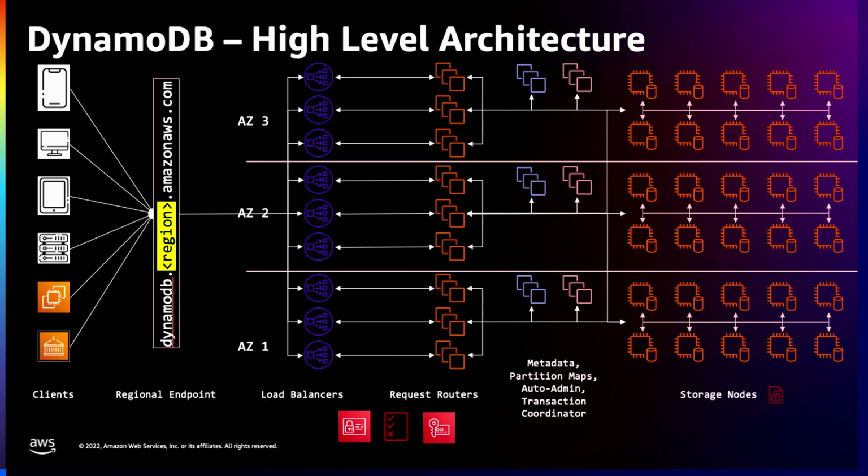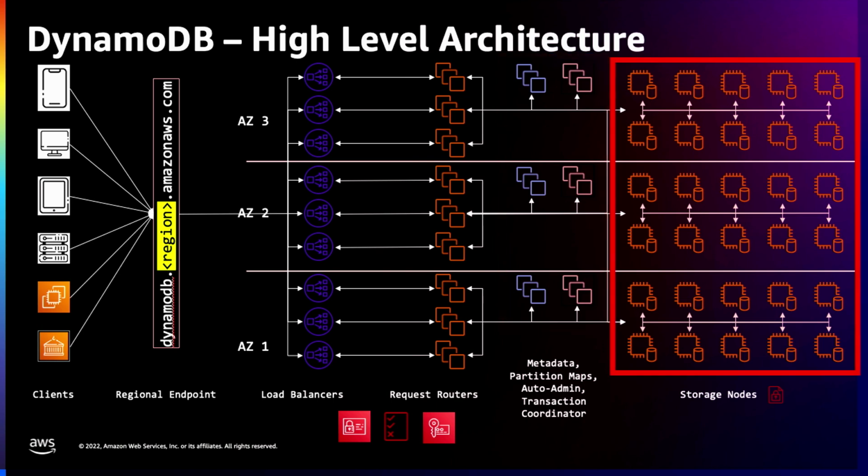And it's got multiple levels, right? When that request comes in, it's going to hit this giant fleet of load balancers, which are going to handle your request. It's going to forward those to this fleet of request routers, which are responsible for authenticating and handling your request and sending it back, choosing the right storage node, all sorts of things like that. It's got this fleet of supporting services, metadata, partition maps, auto admin, all sorts of things like that. And then it's got this enormous fleet of storage nodes as well behind the scenes that's handling all those different partitions.